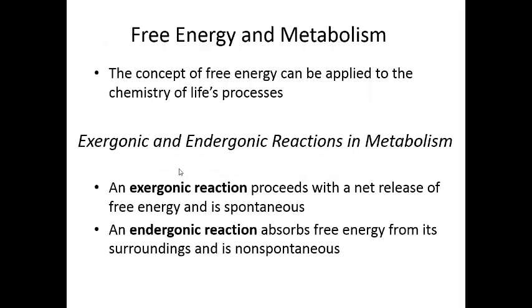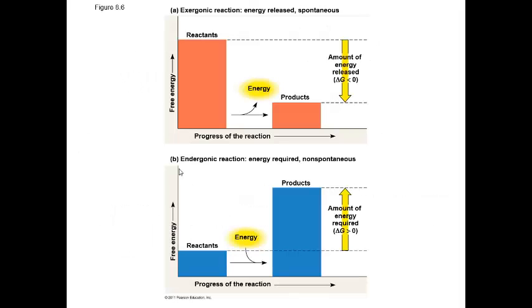Here we see the 2 types of reactions that can take place within metabolic pathways. Reaction 1 is exergonic, reaction 2 is endergonic. In an exergonic reaction, which is the reaction you see on the top here, high energy reactants are broken down into low energy products.